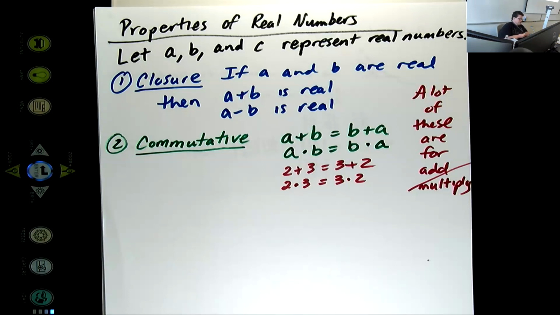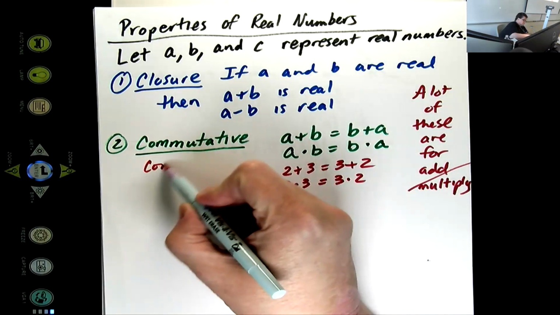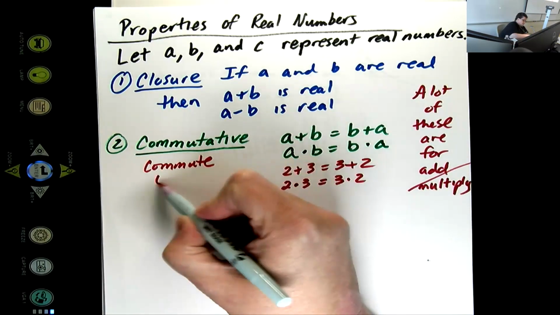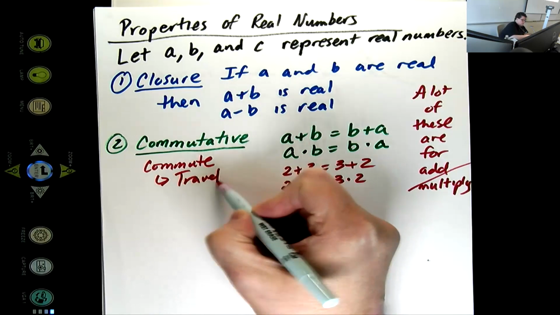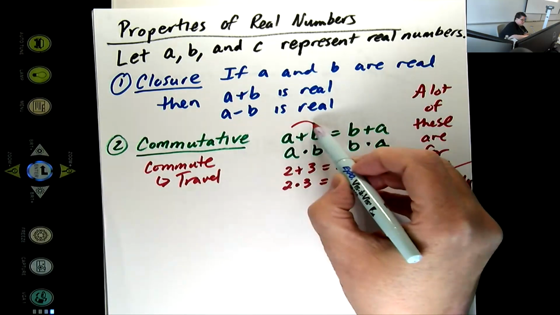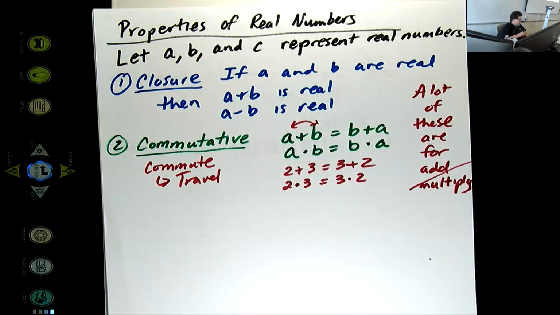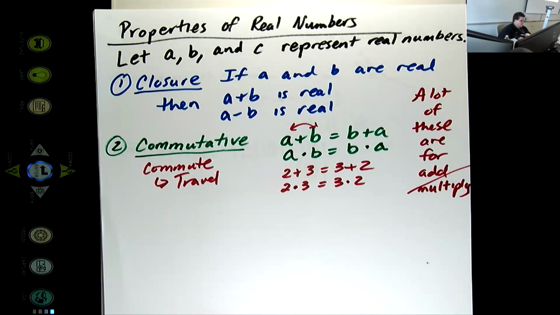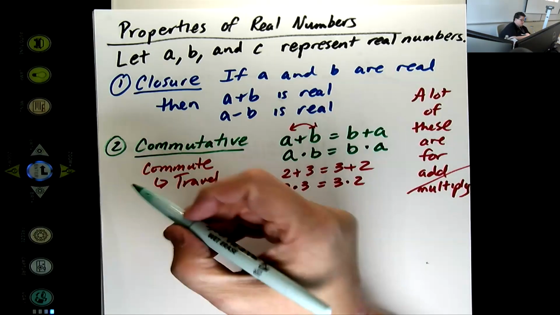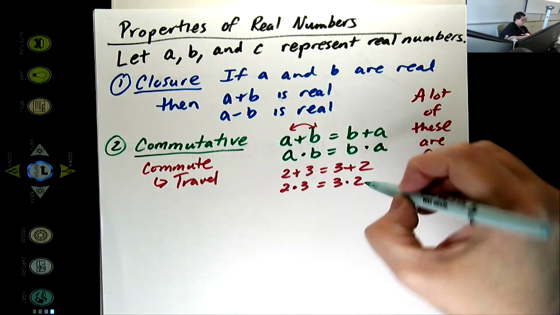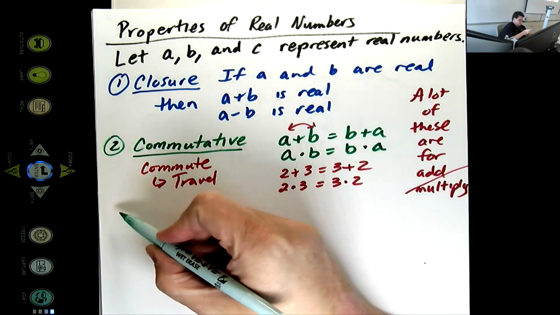That's the commutative property. It's got the word commute in it. And commute means to like travel. And so we can see these things are traveling around. You can move them around. That's one way of remembering it. I'm not going to ask you what the names of these properties are. Only if you're a math major will you ever really care about many of these names. But the properties, the way they work, are important. Name, not so much.